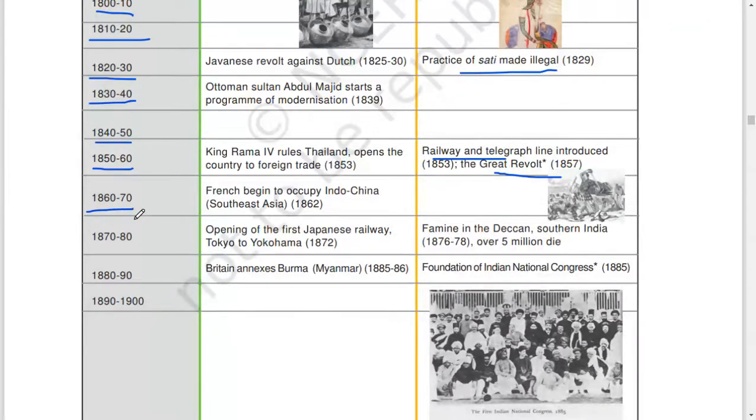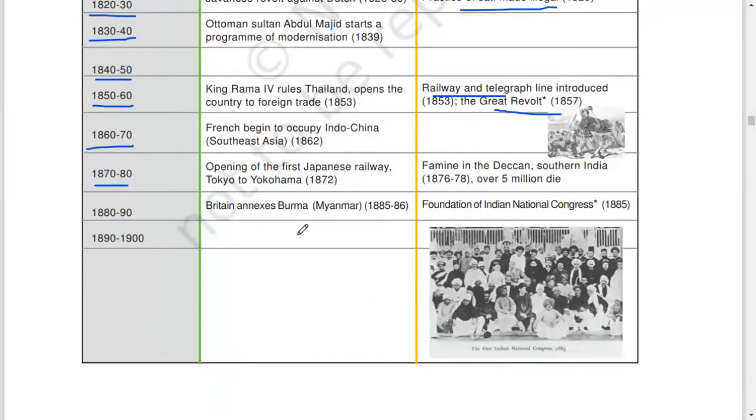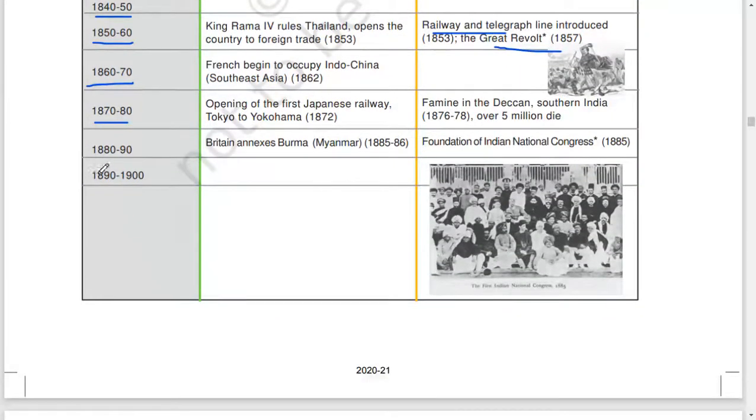1860 to 70. French begin to occupy Indochina, Southeast Asia, 1862. 1870 to 80, opening of the first Japanese railway, Tokyo to Yokohama, 1872. Famine in the Deccan, southern India, 1876 to 78, over 5 million die. 1880 to 90, Britain annexes Burma, Myanmar, 1885-86. Foundation of Indian National Congress, 1885.